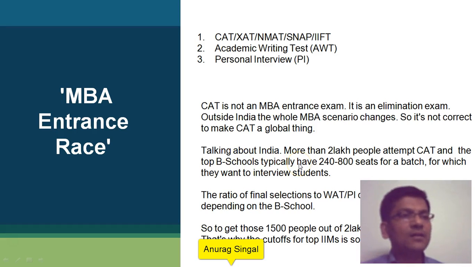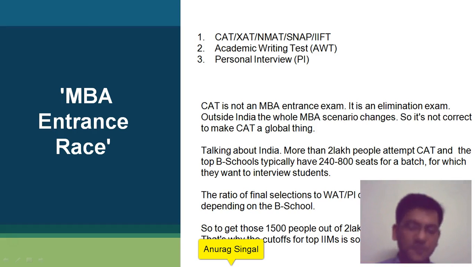Talking about India, outside it's a very different ball game. You'll have applicants to admits as a very reasonable sum, but here it's like 0.25%. In India, 2 lakh people attempt CAT. These schools typically have 240 to 800 seats for a batch for which they want to interview. So eventually, final selections to VAT, writing aptitude test, and PI calls is around 1:5 or 1:9 depending on the B school. So to get those 1500 people out of 2 lakhs is the tool.